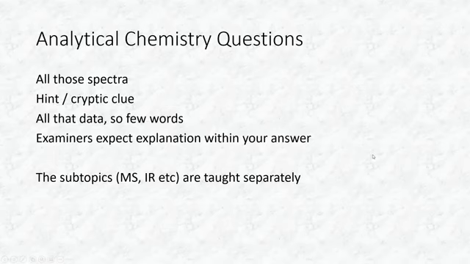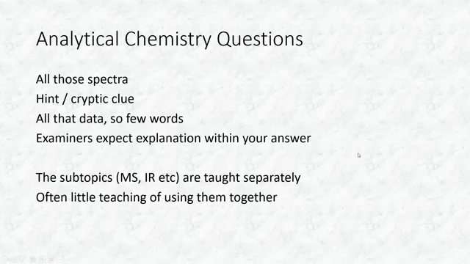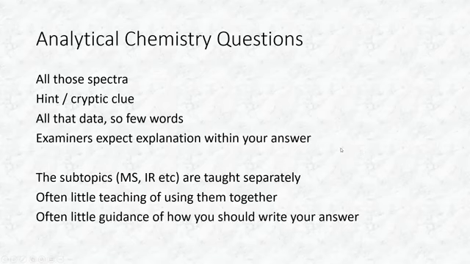So some other things that can make this difficult are the subtopics. So the mass spectrometry, the infrared, etc., are taught separately during your school course. There's very often little teaching of using them together, how to use them in relation with each other, and little guidance of how you should write your answer. So you have the lesson on Proton NMR, for example, but you're not taught how to use that in the answering of a question that has various other spectra as well. So we're going to try and sort that out today.